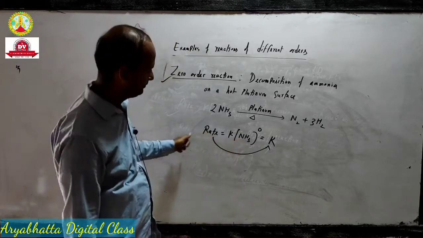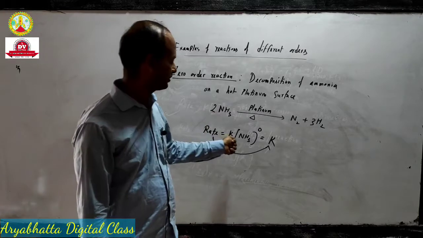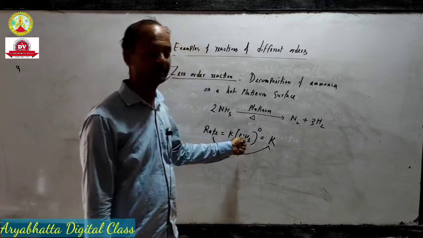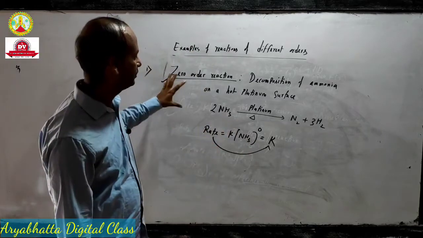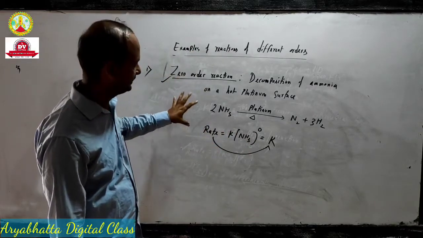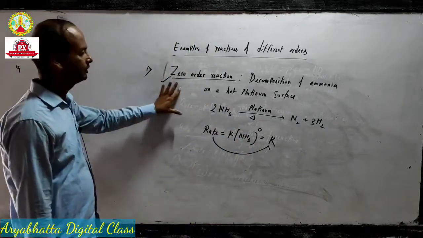Okay, again I repeat. From this reaction, it has been seen that the rate of the reaction is independent of the concentration of ammonia. ये ammonia का concentration के ऊपर depend नहीं करता है. Means what? Zero order reaction. In zero order reaction, rate is independent of the concentration of the reactant.